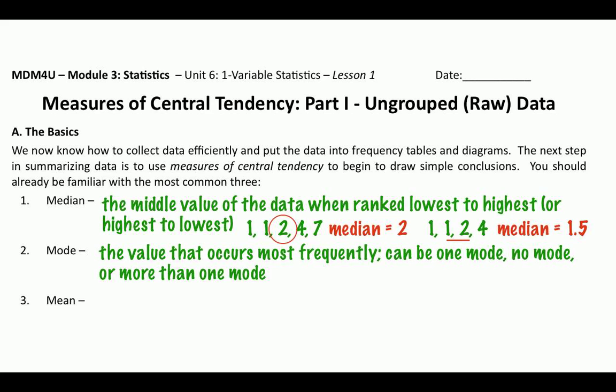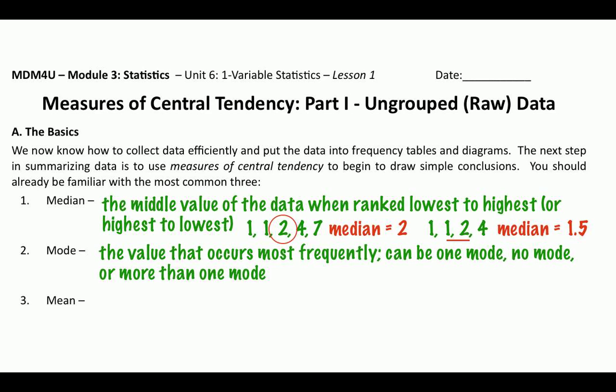So the mode, then, is the value that occurs the most frequently. Okay? So when you have a set of data, usually in very large sets of data, what's the most commonly seen value? What's the most frequently occurring value?